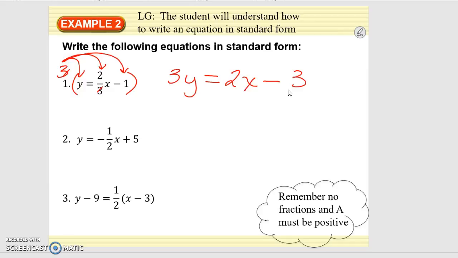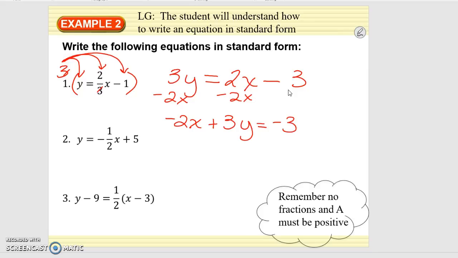They're very similar, right? So I need to move the 2x over. Then it's going to be a negative. So you have to divide by -1. Very good. Yep. So you guys are getting this.